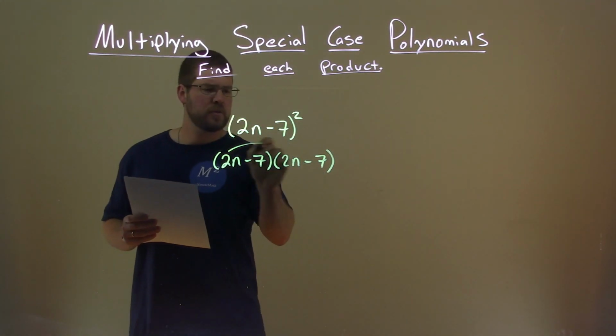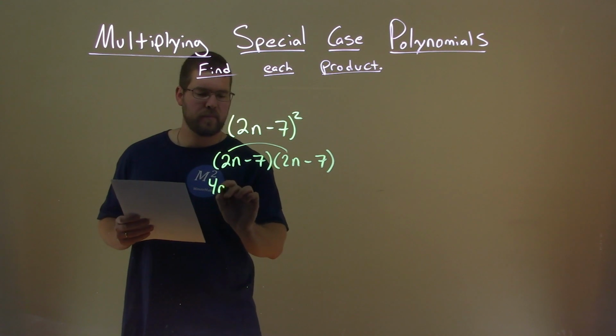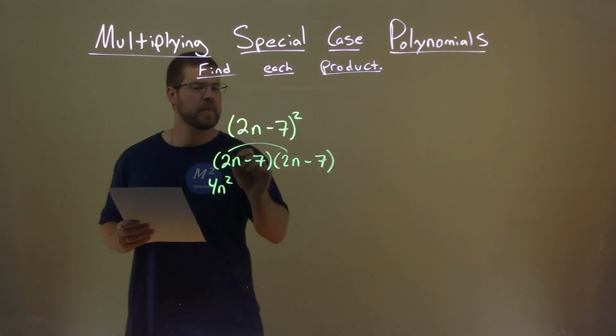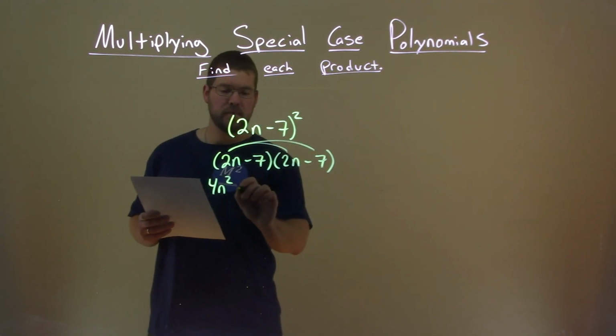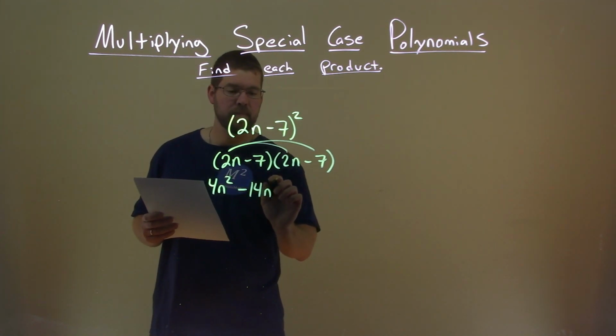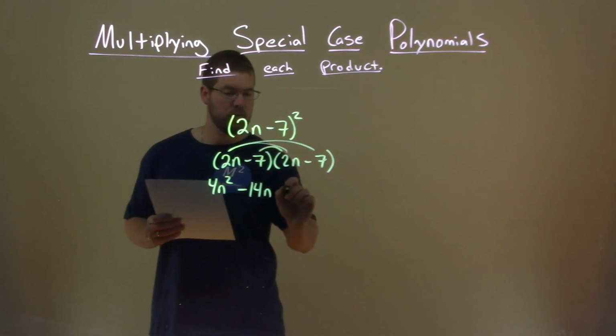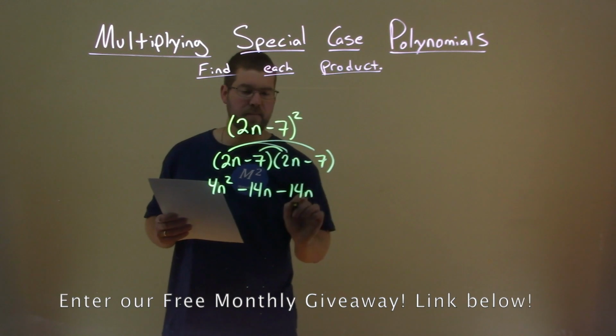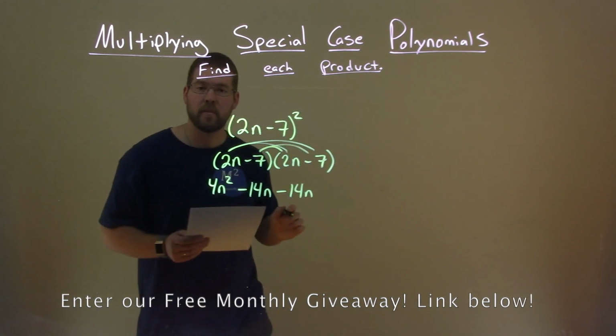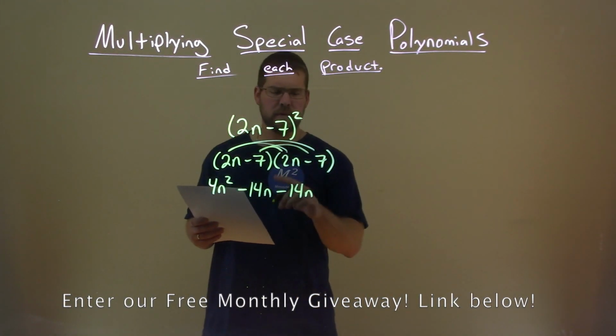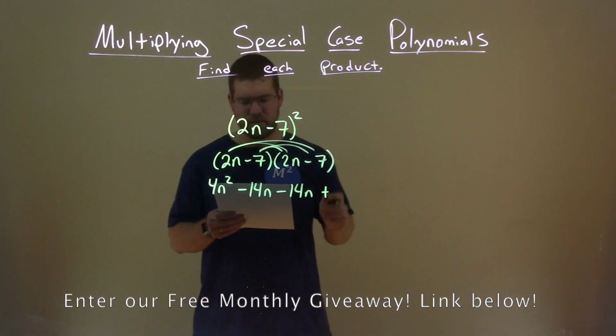Alright, 2n times 2n is 4n squared. Not too bad. 2n times a minus 7 is a minus 14n. Minus 7 times 2n is a minus 14n. And minus 7 times a minus 7, well, two negatives make a positive. 7 times 7 is 49.